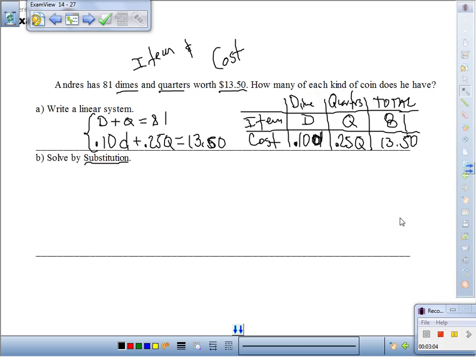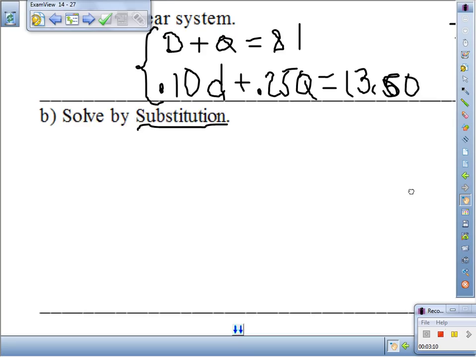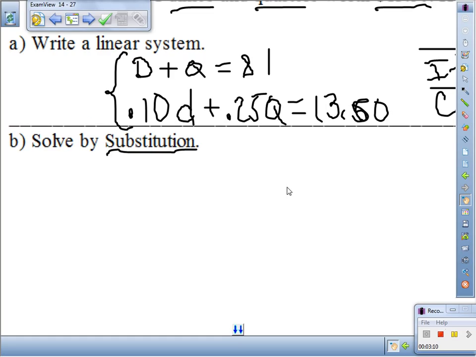All right, but they want us to solve it now using what? Substitution. I'm going to zoom in for this part. For substitution, one of these two has to be solved for one variable. Oh, let me change this variable really quick. Hold on. I'm going to label this one letter d, but smaller. There it is.